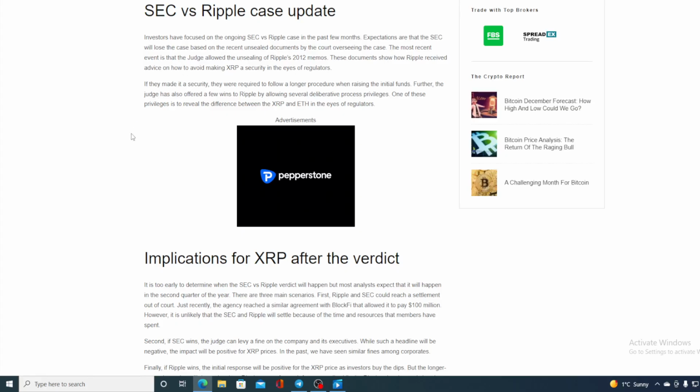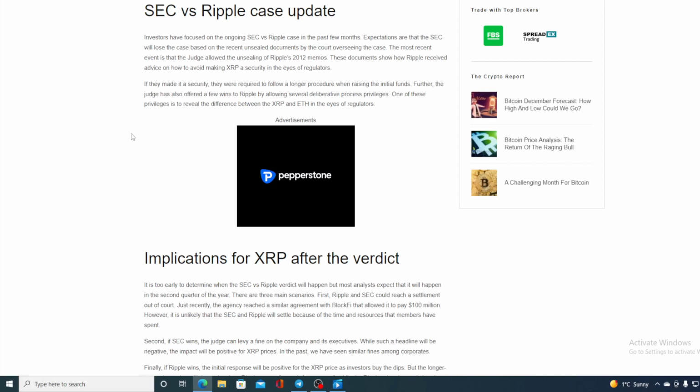Check this one out. Investors have focused on the ongoing SEC versus Ripple case in the past 2 months. Expectations are that the SEC will lose the case based on recent unsealed documents by the court overseeing the case. The most recent event in this is that the judge allowed the unsealing of Ripple's 2012 memos. These documents show how Ripple received advice on how to avoid making XRP a security in the eyes of regulators. If they made it a security, they are required to follow a longer procedure when raising the initial funds.